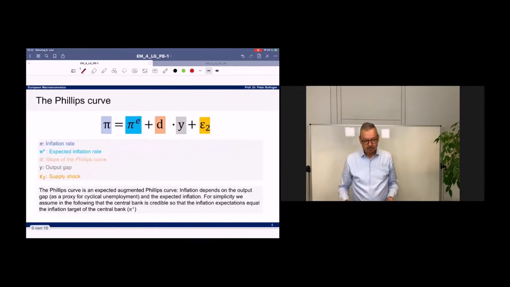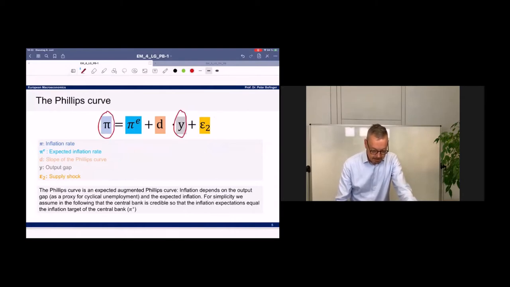Then we have the Phillips curve. We already talked about the Phillips curve, and the Phillips curve shows the relation between the output gap and the inflation rate, pi. And we also talked about the expectations-augmented Phillips curve, the idea that our actual inflation rate is determined by inflation expectations.